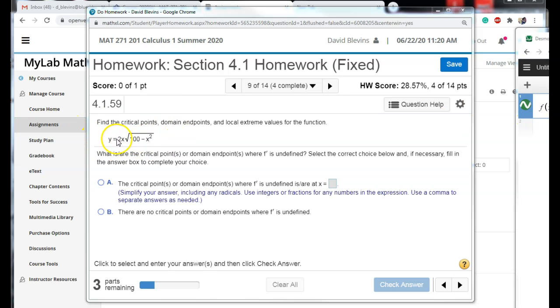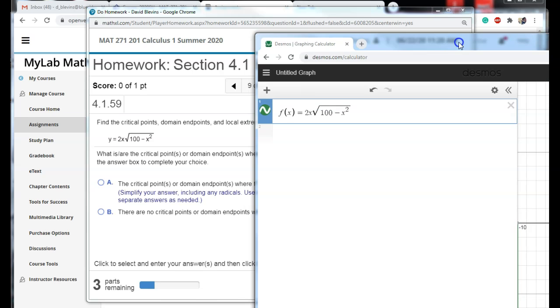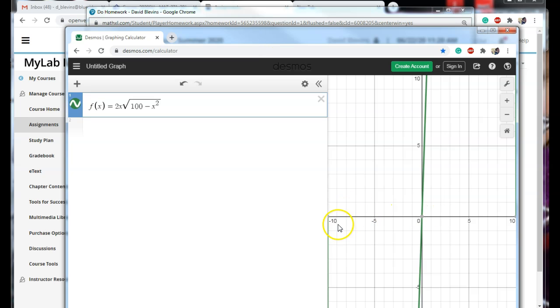Alright, calc class, let's look at another example, finding these critical points or the domain endpoints. So let's look at this graph. I put it into Desmos, and again I replace y's with f of x just because of the bonus of getting to plug in numbers if you use this notation. This is what it gives me. Notice there are endpoints there.